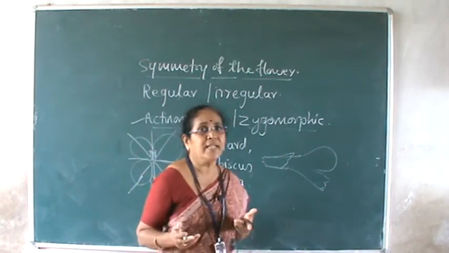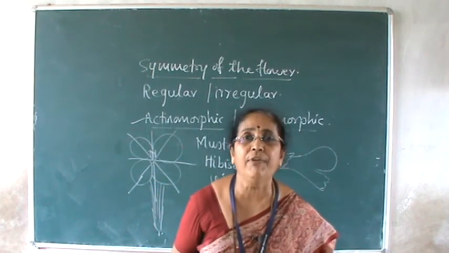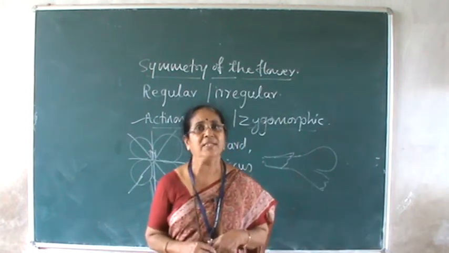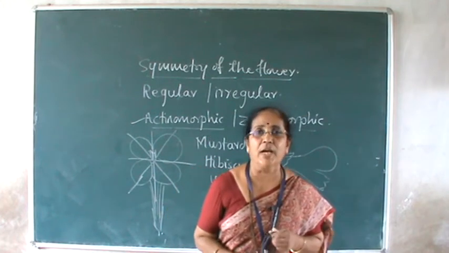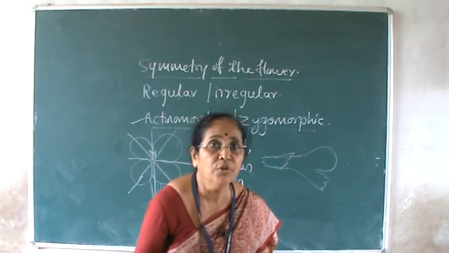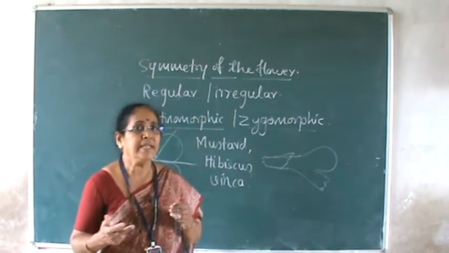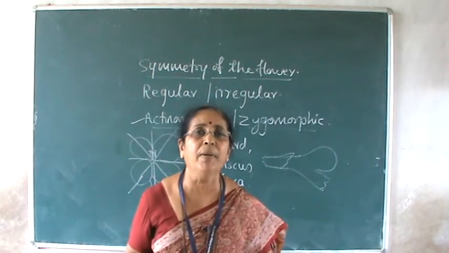Also, other examples for this kind of flower are found in all these leguminous family members, where the papilionaceous corolla is of common occurrence. All these grams, green gram, black gram, tur dal, and all these beans, all varieties of beans, have a different kind of flower.